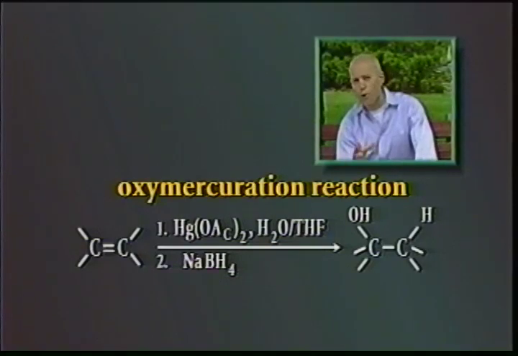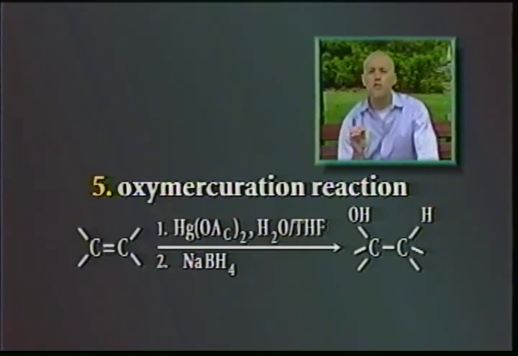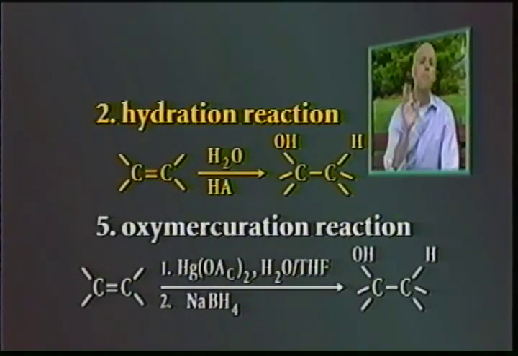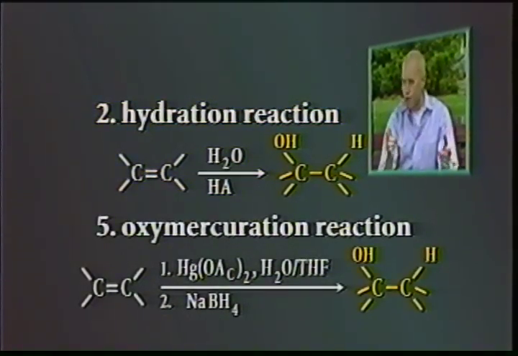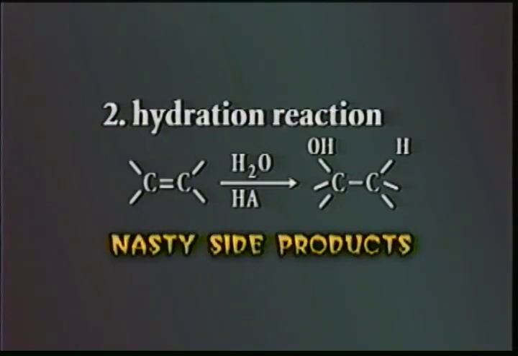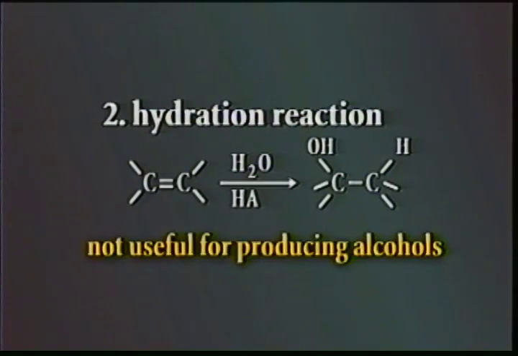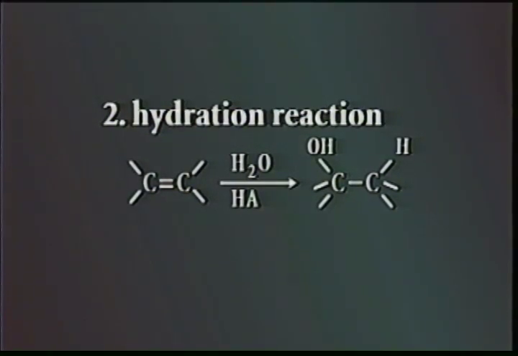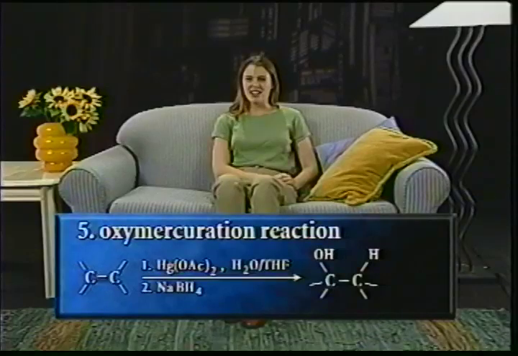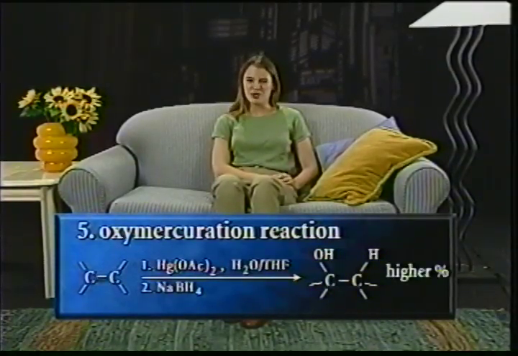If we compare the product of reaction number 5 to the product of reaction number 2, the hydration reaction, we see that both reactions yield neutral alcohols. But remember, the hydration reaction has those nasty little side products, and so isn't really a useful reaction for producing an alcohol. Instead, we can just use the oxymercuration reaction, and we get the same thing, an alcohol. Okay, so that's all great and good. We got an alcohol product with a higher percent yield.